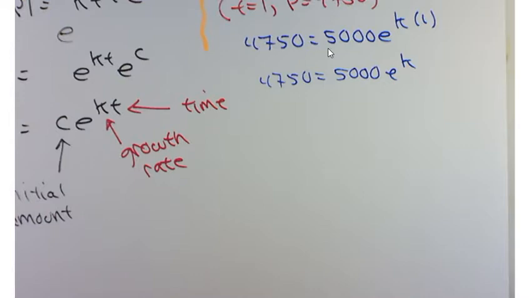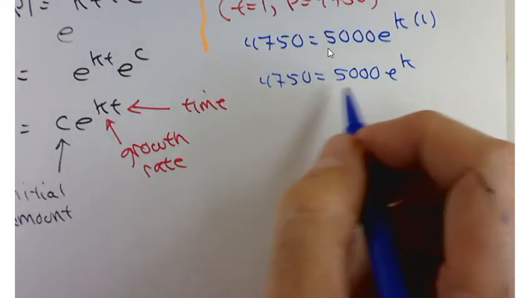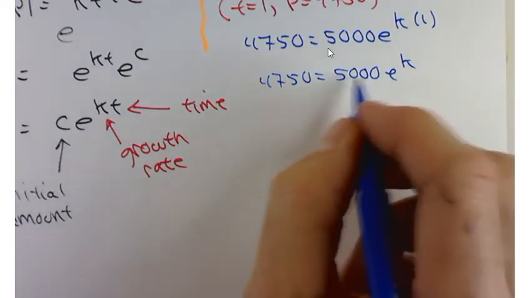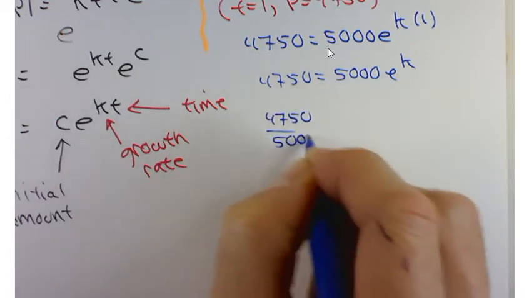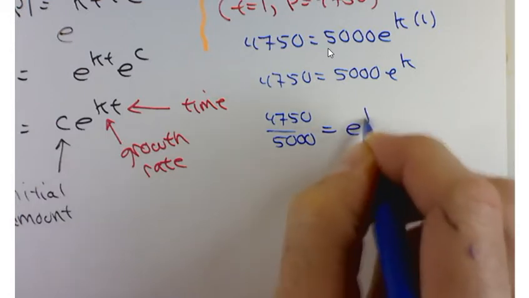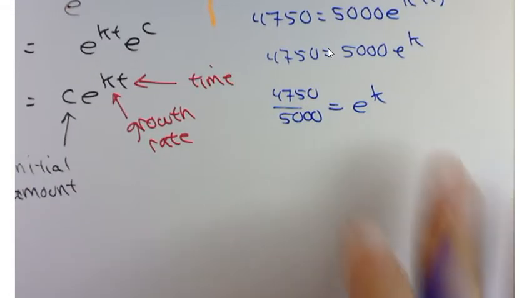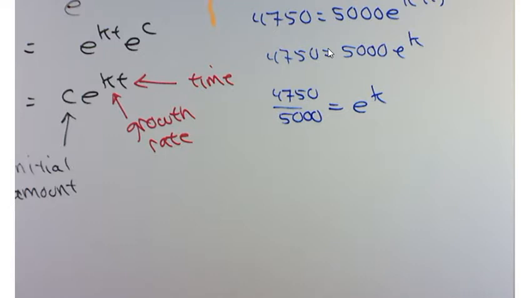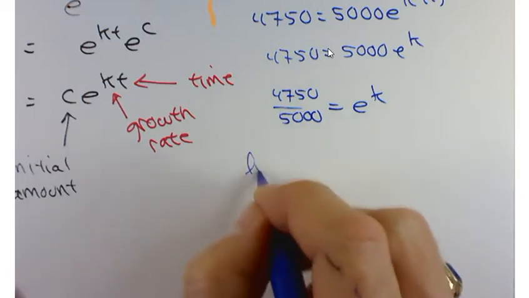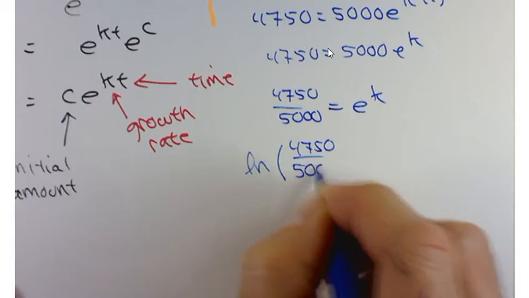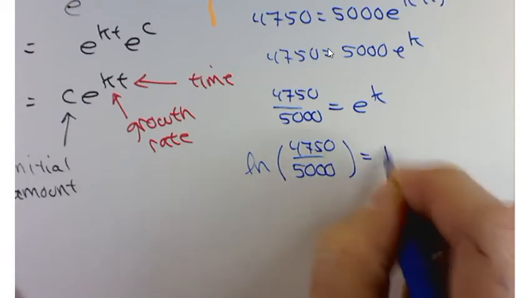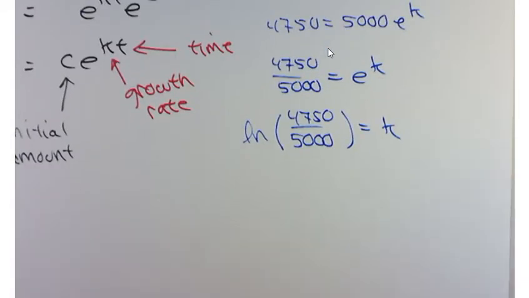If this were me solving this, I'd divide everything by 4,750, or excuse me, no, by 5,000. So 4,750 divided by 5,000 equals e to the k. Almost done. How are you going to solve for k here? ln on both sides. Good. ln of 4,750 over 5,000. And I've got to say, I'm impressed. I mean, it's pretty late at night, and you got that one right away. Equals k. So let's figure this out.